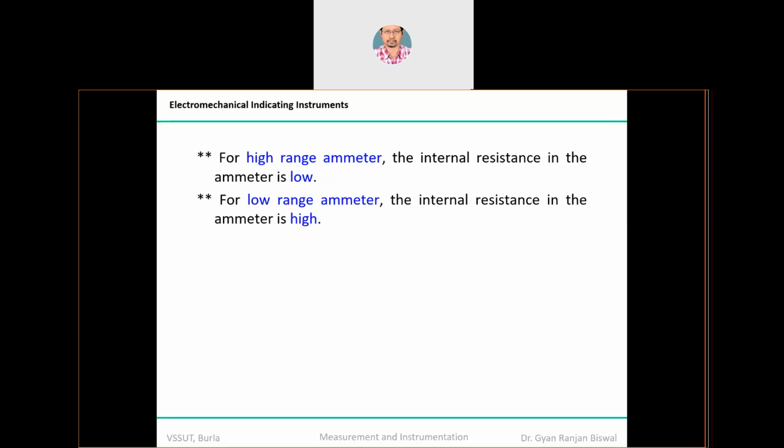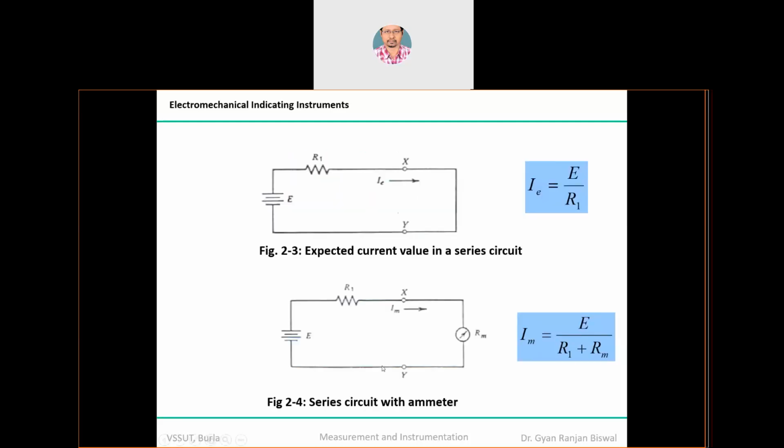So remember, in a low range ammeter, the internal resistance of the ammeter is high. Whenever I want to increase the ammeter range, that means I want to allow more current to pass through the ammeter. That is only possible if, by using some configuration or modification, I manage to reduce the internal resistance of the ammeter. That is how we get the high range and low range ammeters.